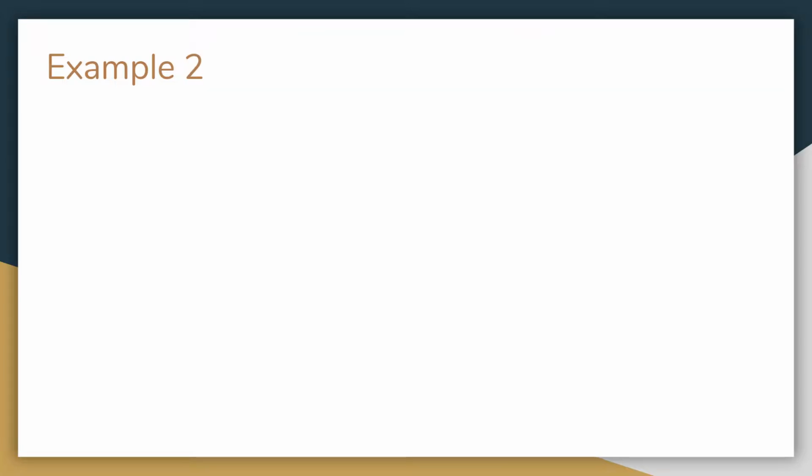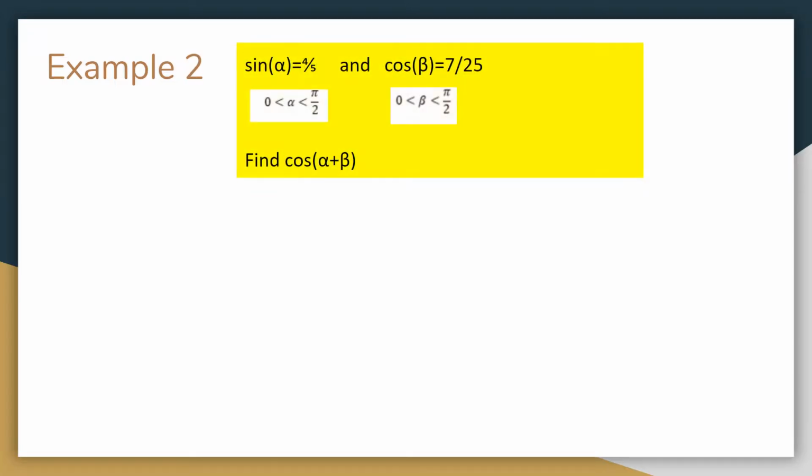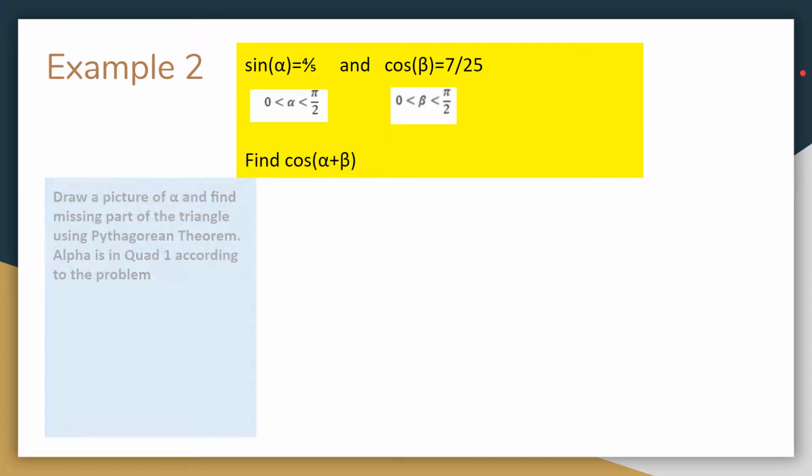Okay, so now let's look at the next example. Suppose the sine of alpha is 4/5, and the cosine of beta is 7/25. Now, as you can see, they told me what quadrant they lie in. If alpha is between 0 and pi/2, it's quadrant 1. And beta is between 0 and pi/2, so it's quadrant 1 also. And they want us to find the cosine of alpha plus beta.